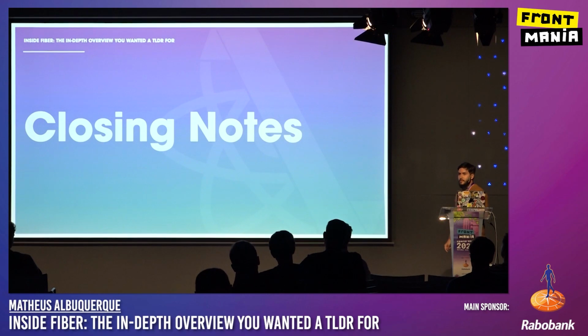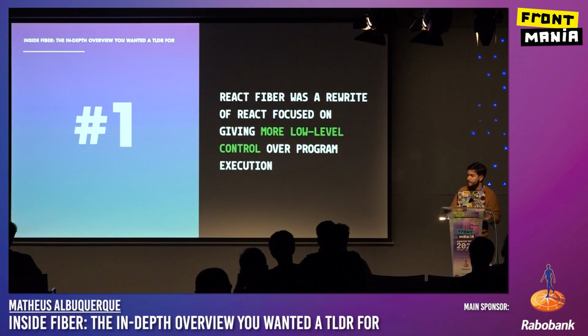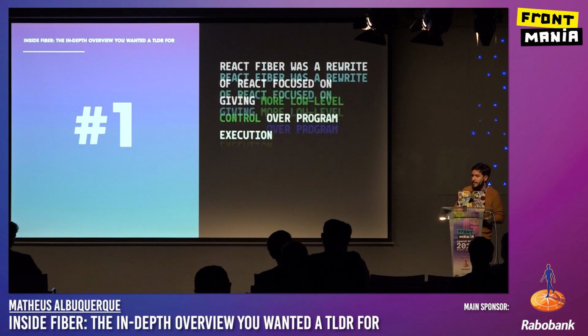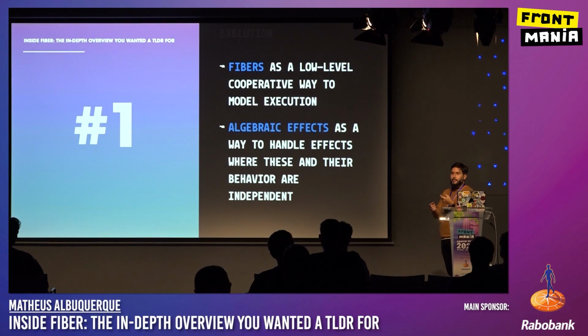So, a few closing notes on all of these concepts and crazy ideas that we saw. Recapping, Fiber was a rewrite that happened years ago, and it enabled Suspense, concurrent React, and a lot of things. The key idea was to give more low-level control over the execution of things. In this model, we have fibers as a primitive to model execution in a cooperative way, and algebraic effects as an inspiration for handling effects in a scenario where their behavior was independent, as we saw with hooks.